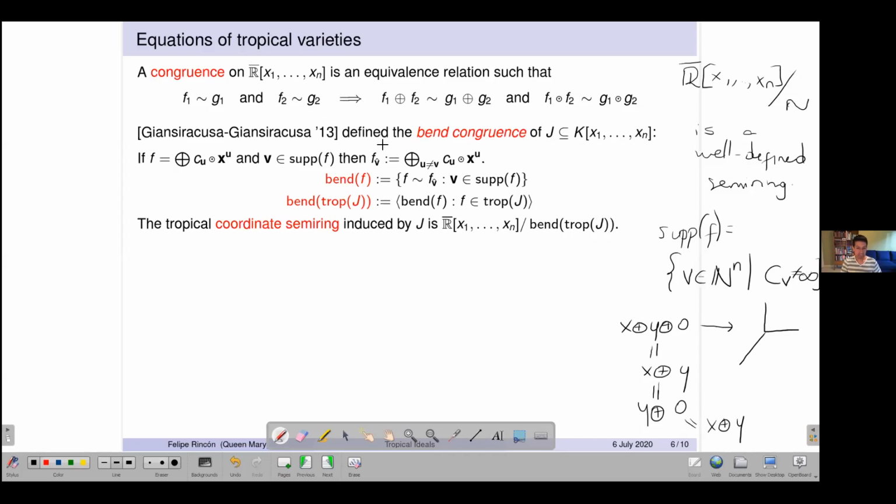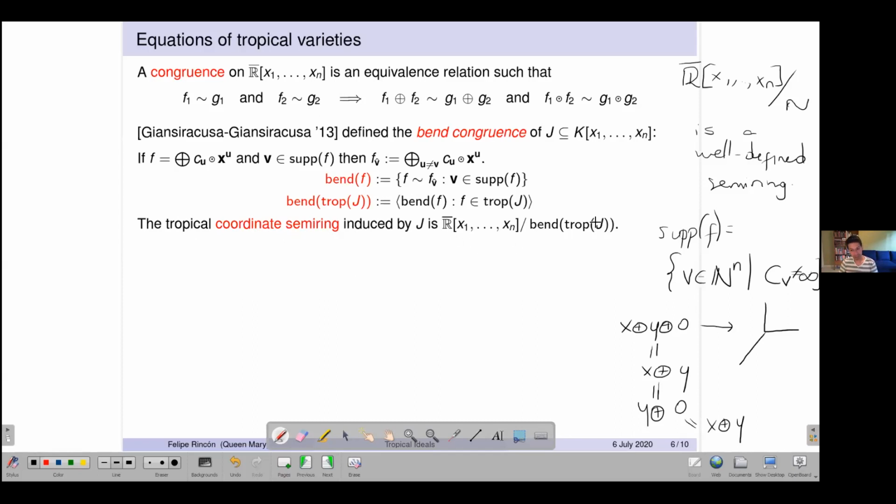So these bend relations are natural relations that hold between tropical polynomials when you restrict them to the variety that you're looking at. And that's the algebraic object we want to associate to the tropical variety. So the coordinate semiring, you should think of this as the tropical polynomials restricted to your tropical variety, a collection of polynomials without addition and multiplication.